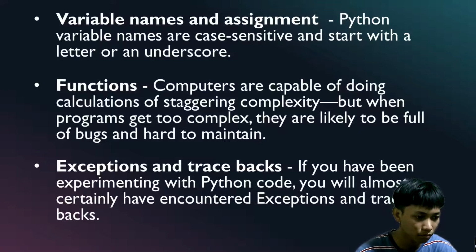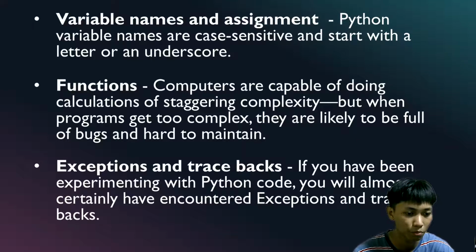Third, we have functions. Computers are capable of doing calculations of staggering complexity, but when programs get too complex, they are likely to be full of bugs and hard to maintain. So the most fundamental construct for keeping complexity under control is the function. It is a unit of code that takes well-defined inputs, performs well-defined operations, and yields well-defined outputs. It can be tested, it can be moved around, it can be used in multiple parts of a program, and often in many different programs.